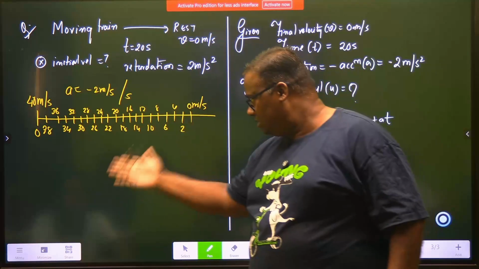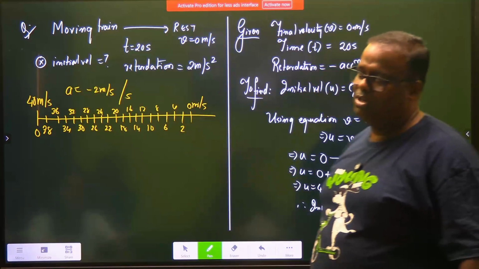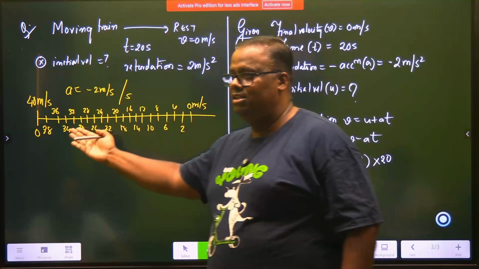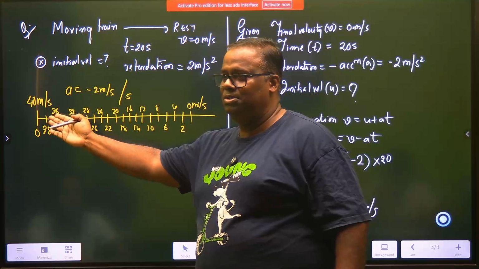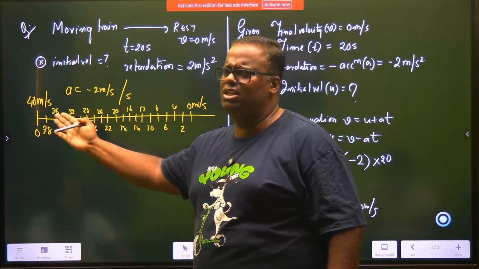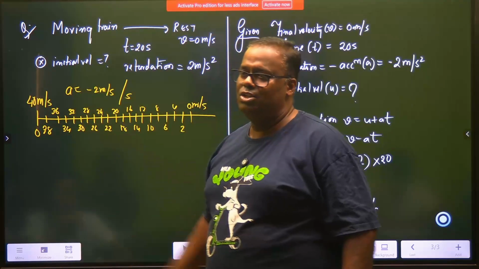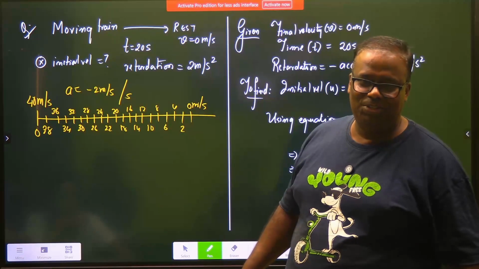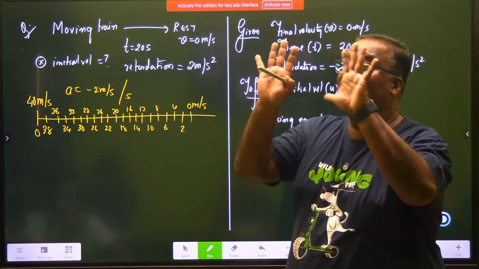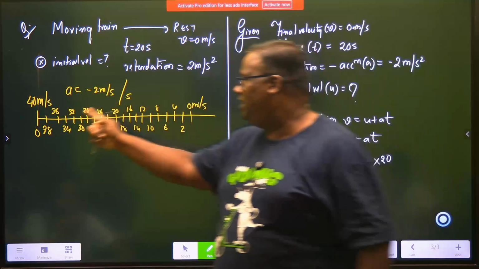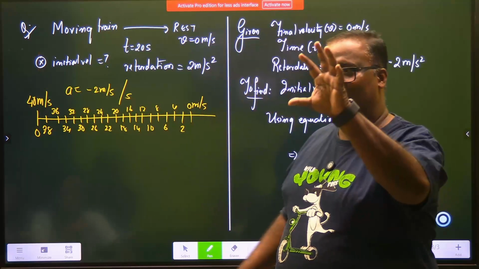Do problems like this. Now you understand what is acceleration. Every year, this is you. Your performance is degrading 2 marks per test. Every test it goes down 2 marks. So by the time you will score 0, you need how many tests? 20 tests.